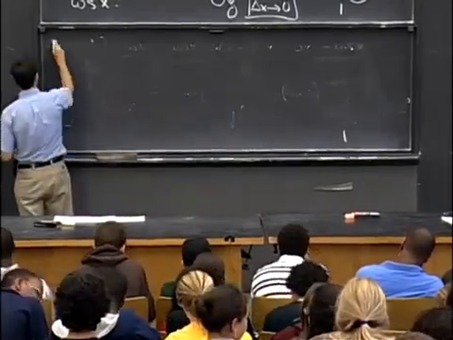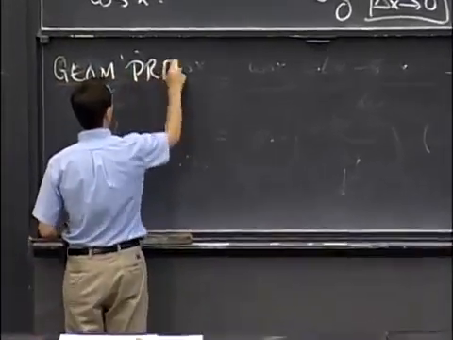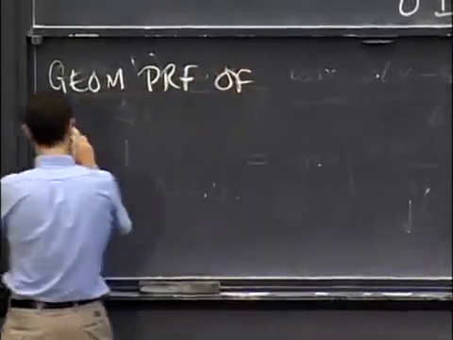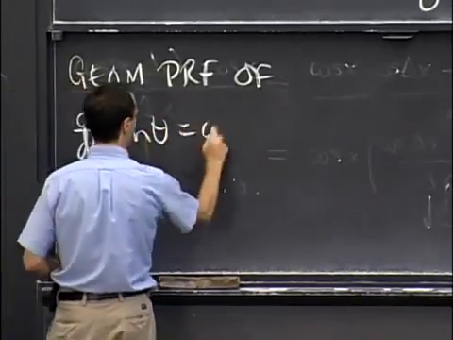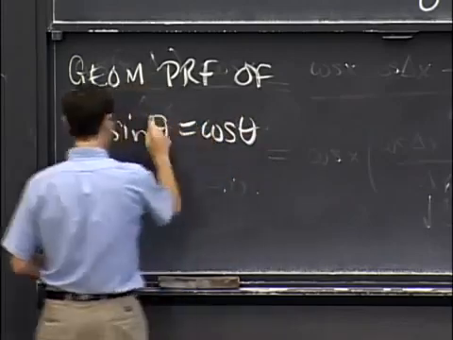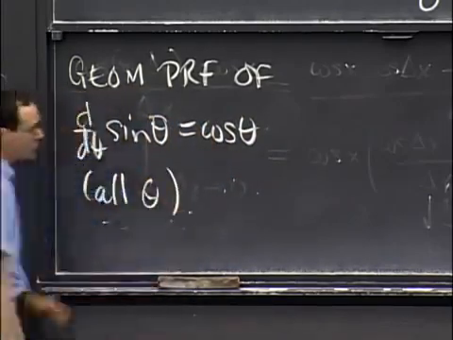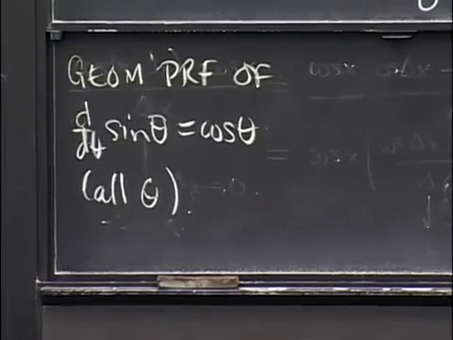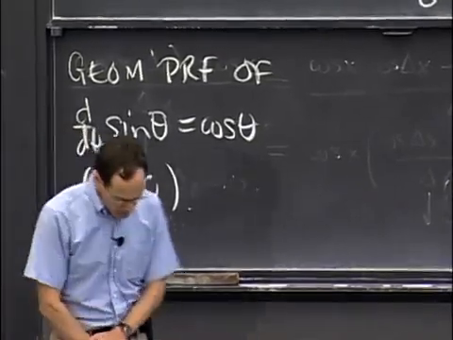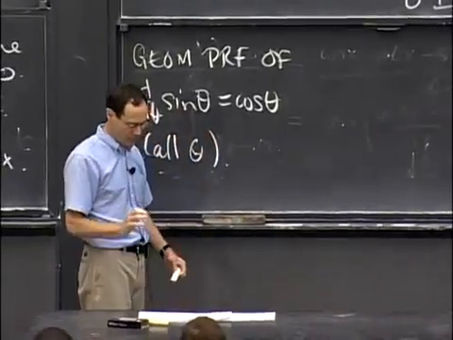So here we go. This is a geometric proof of this fact. This is for all theta. So far we only did it for theta equals 0, and now we're going to do it for all theta. So this is a different proof, but it uses exactly the same principles.